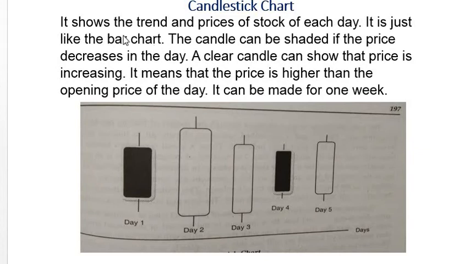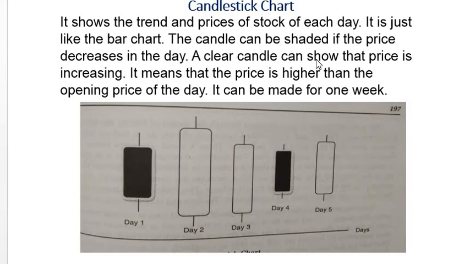So students, the next one we have here is the candlestick chart. It shows the trend and prices of stock of each day. It is of course like a bar chart. The candle is shaded if the price decreases in the day. If it decreases, they will shade the candle. If not, the clear candle shows that the price is increasing. It means that the price is higher than the opening price of the day.